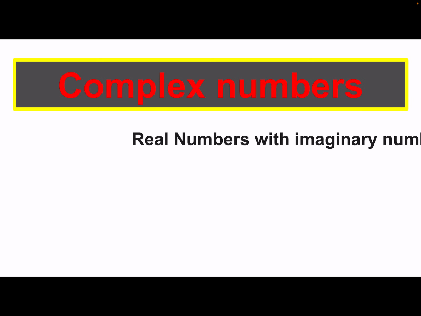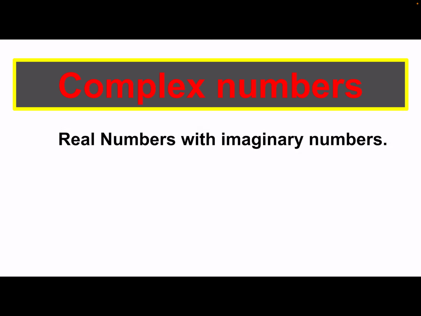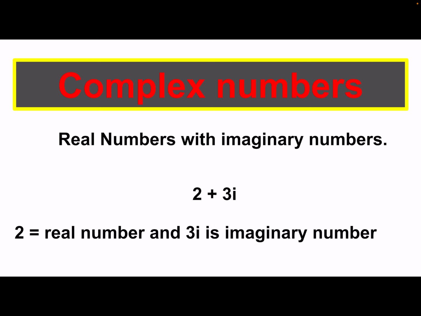And last in the series is complex numbers, real numbers with imaginary numbers. So in this we have 2 plus 3i. 2 is the real number and 3i is the imaginary number.